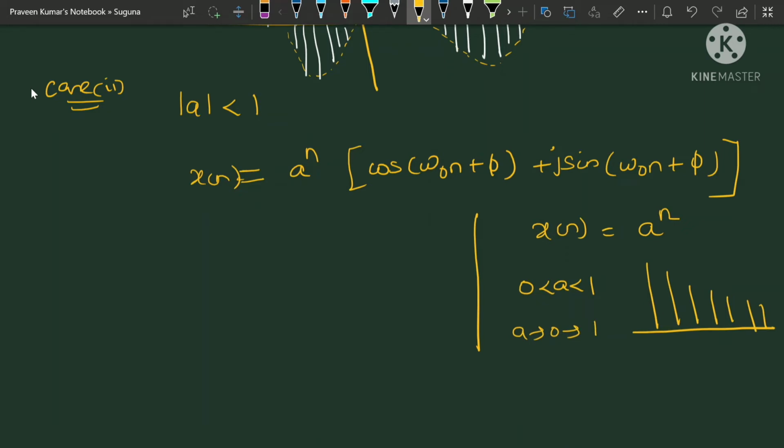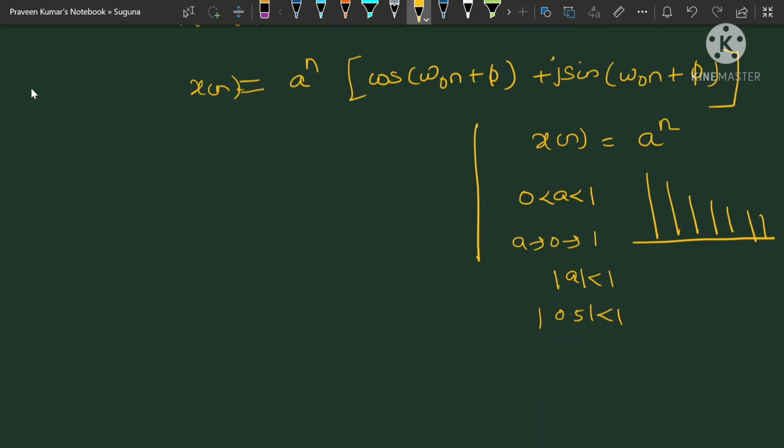The same case we have here, modulus of a less than 1. That means a takes both positive and negative values. If you take modulus of 0.5, less than 1, the modulus of 0.5 becomes 0.5, which is less than 1. Similarly, if you take minus 0.5, the modulus of minus 0.5 becomes 0.5, which is also less than 1. So for both positive and negative values of a less than 1, the nature of the signal is decaying.